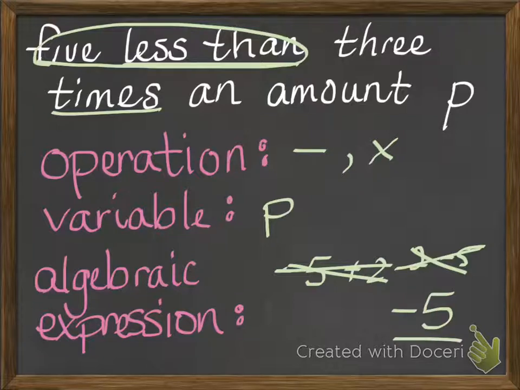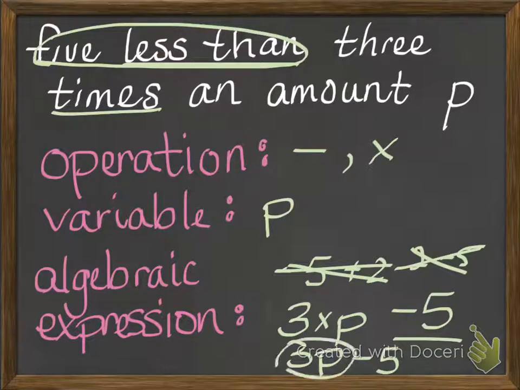3 times an amount p. So 3 times an amount p minus 5. Now I can put the 3p together minus 5. And that makes it even easier for me to see and figure out what is going to happen in what order. Next time we're going to be talking about when we have expressions that have two different operations in them, which one we have to do first.